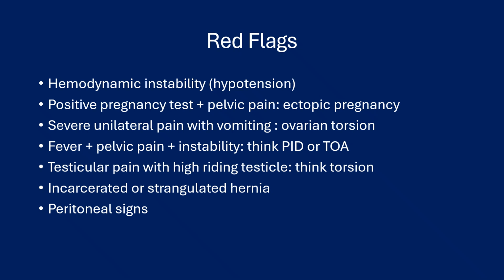Red flags. Hemodynamic instability or hypotension is a major red flag in someone with pelvic pain. Positive pregnancy test plus pelvic pain, think ectopic pregnancy. Severe unilateral pain with vomiting, I would certainly want to rule out ovarian torsion. Fever plus pelvic pain plus instability, think pelvic inflammatory disease or tubo-ovarian abscess. Testicular pain with a high riding testicle, think torsion.